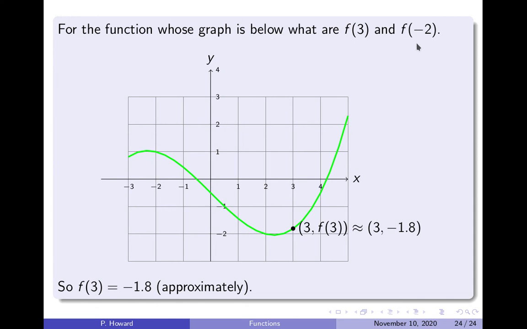What about f of negative 2? Well, that I didn't do. But you can probably tell me what it is. Let's see. Here is negative 2 on the x-axis. F of negative 2 will be the height of the graph above negative 2. My guess is 1.